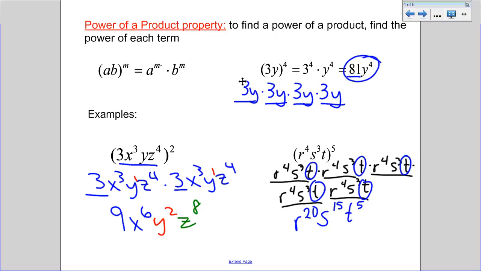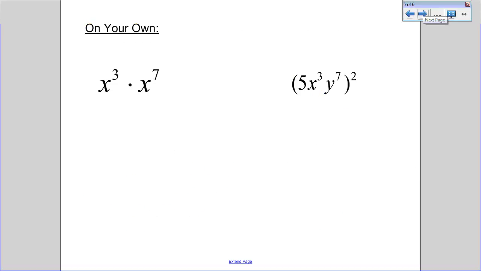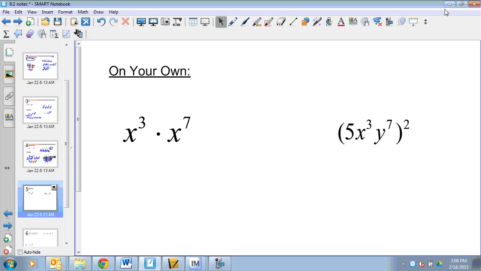Ladies and gentlemen, on the back side, there are 5 problems for you to do on your own. You need to get going with those. In about 3 minutes, I'm going to randomly pick names, and we're going to come up to the front to do those problems.